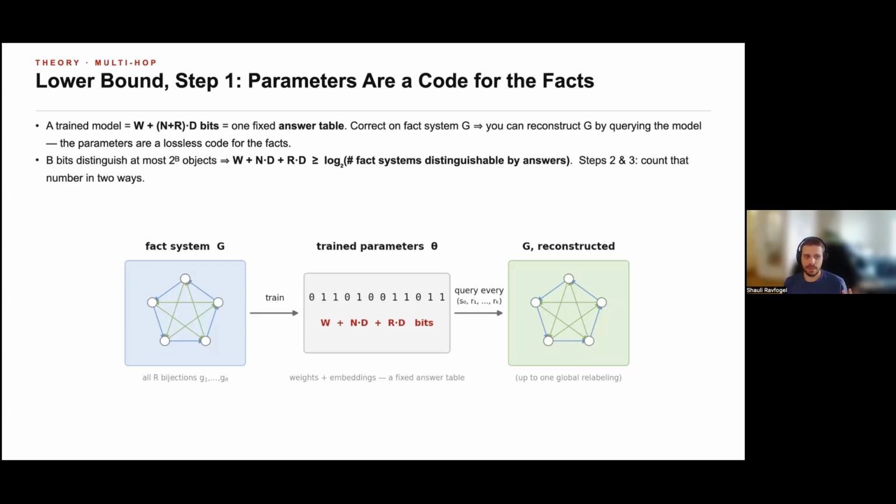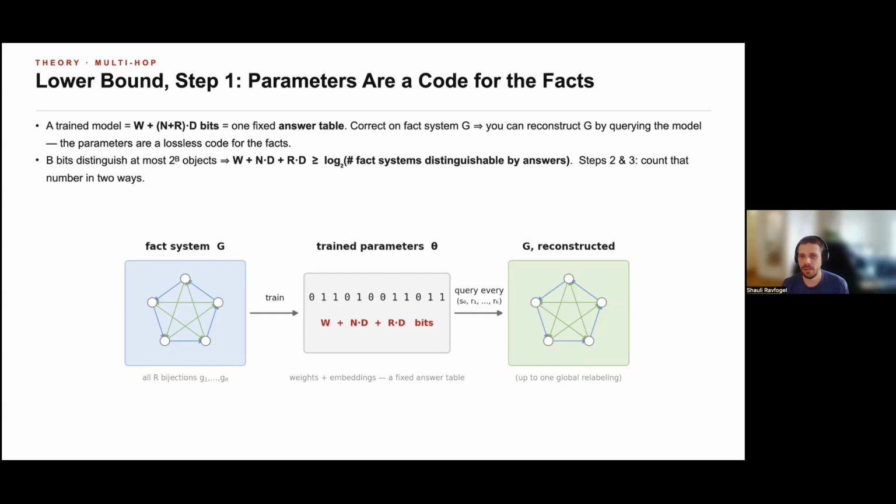Now, if we have b bits in general, they can distinguish 2 to the power of b entities or objects. So we're going to have a very simple condition that the total number of parameters, W, which is again the number of parameters in the MLP and attention, plus the number of parameters in the embedding matrix, must be at least larger than the logarithm of the number of fact systems that are distinguishable by the answers. Okay, so this is a very simple condition.